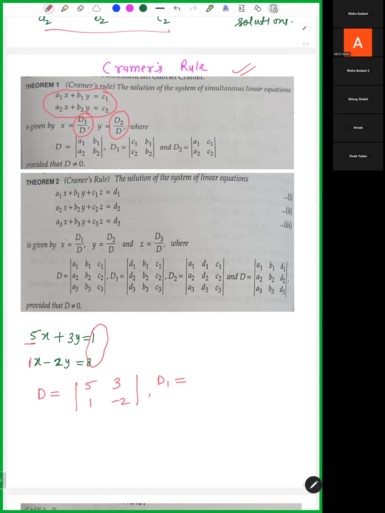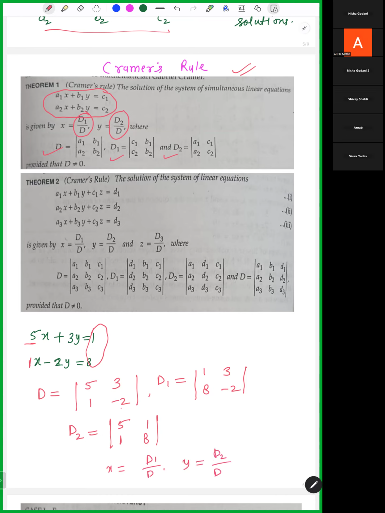So what do you have? D1 is basically 1, 8 and the second column will be as it is. Okay, so in D1 you have to change only the first column and find the determinant. So this will give you D1. Similarly in D2, you will change the second column of D. So the first column will be as it is, and in the second column you have 1, 8. So in this way you have D, D1 and D2. When you have the values of D, D1 and D2, then you can find X. X is D1 upon D and Y is D2 upon D.